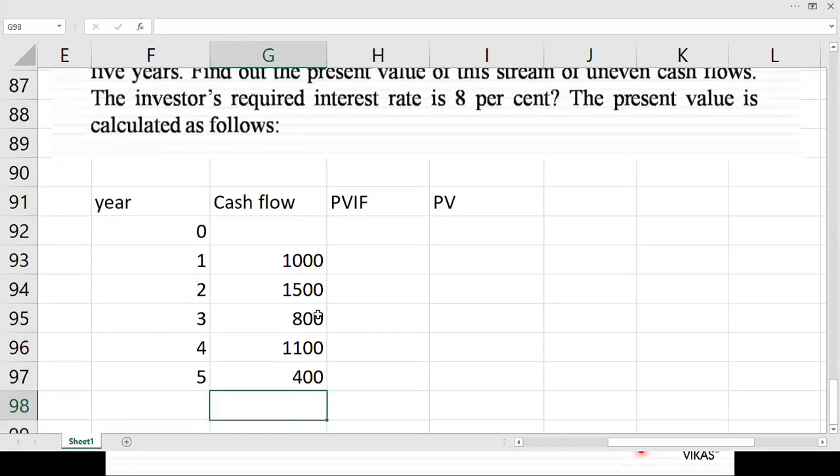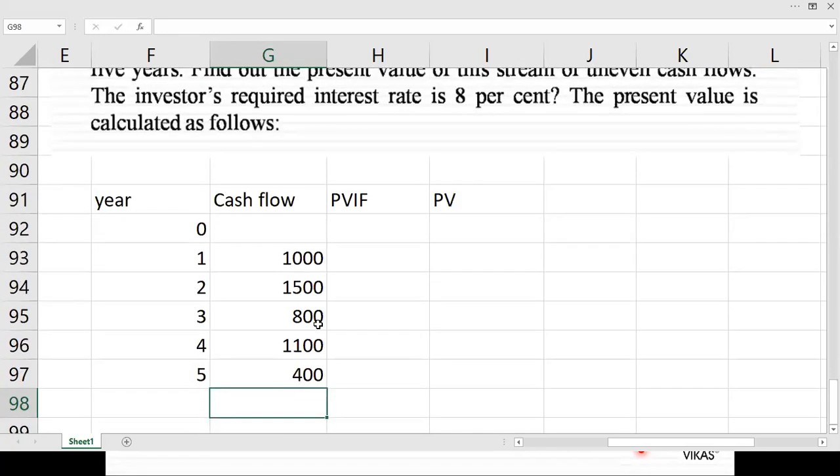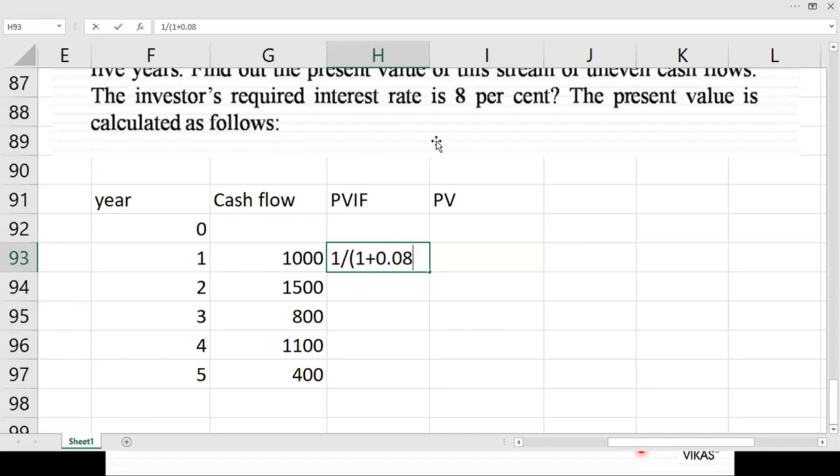So in this way he has received money for the next 5 years. Then we have to find out the present value interest factor. We have to convert these future values into present value. To convert future value into present value, we have to discount the cash flows. To discount, we use PVIF, present value interest factor, right? To calculate it, what we have to do is 1 over 1 plus R. In this question, the rate of interest is 8%, therefore 0.08. Here, the number of periods is 1, so therefore we put 1. Likewise for the others.